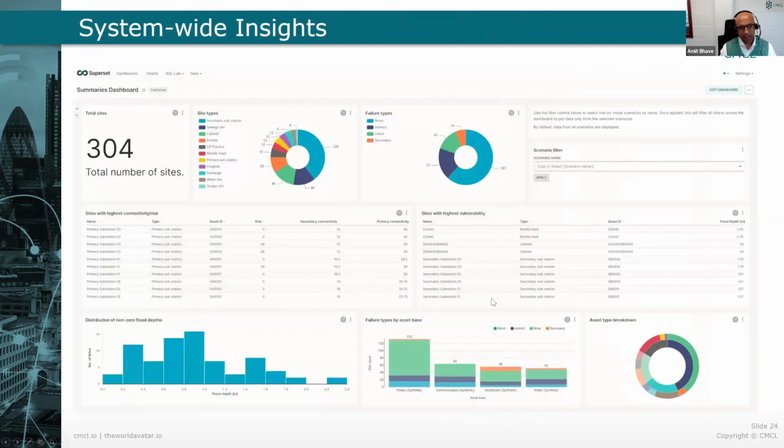I won't talk about dashboards because that's an obvious output. What you get here is an aggregated view across the assets, how critical the assets are, what are the failure rates, etc., and how to build resilience around it.